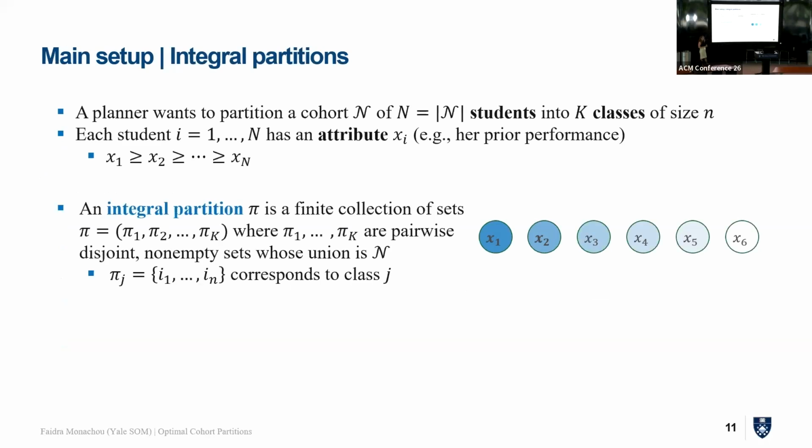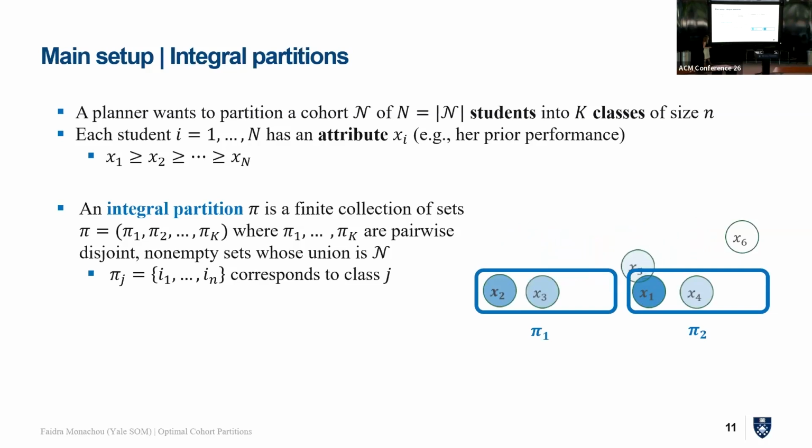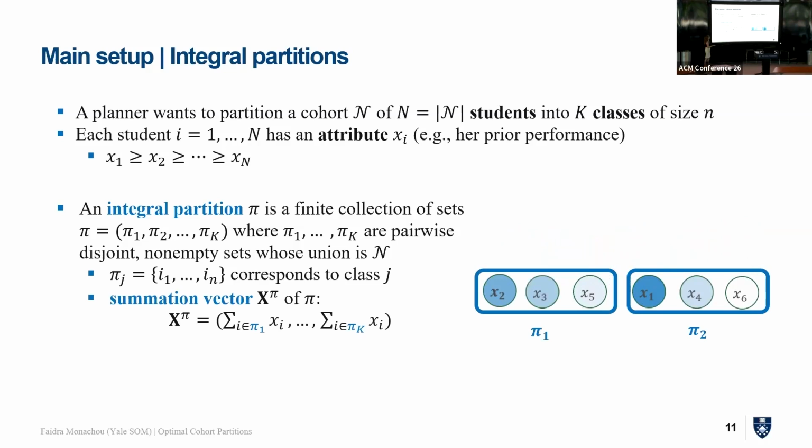We look at integral partitions. Mathematically, this is a finite collection of sets, pi 1 to pi k, that are pairwise disjoint non-empty sets whose union is the cohort of the students. So each set corresponds to a class. If I have, let's say, 6 students here, and I have 2 classes, one integral partition would be like this. And for this integral partition, we use the notion of summation vector. This is simply the sum of the different attributes of this class. So for the first class here, I just sum x2, x3, and x4.